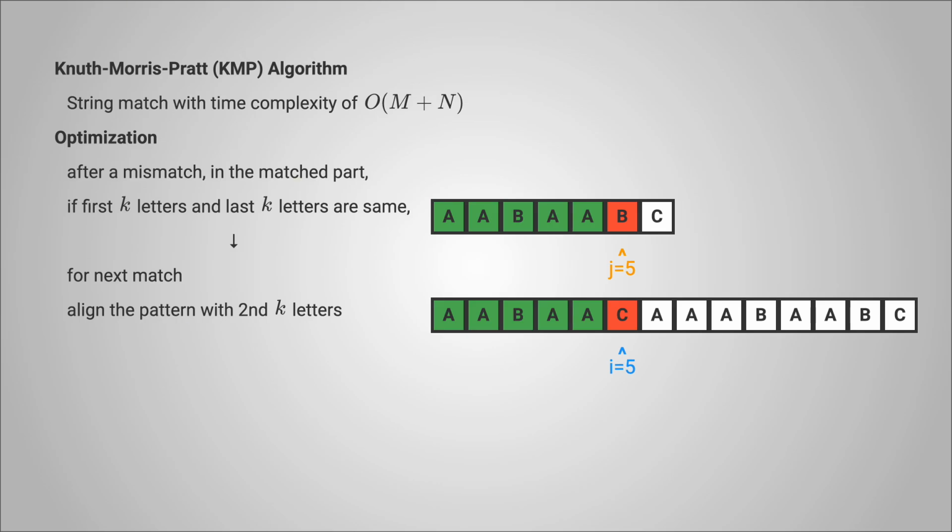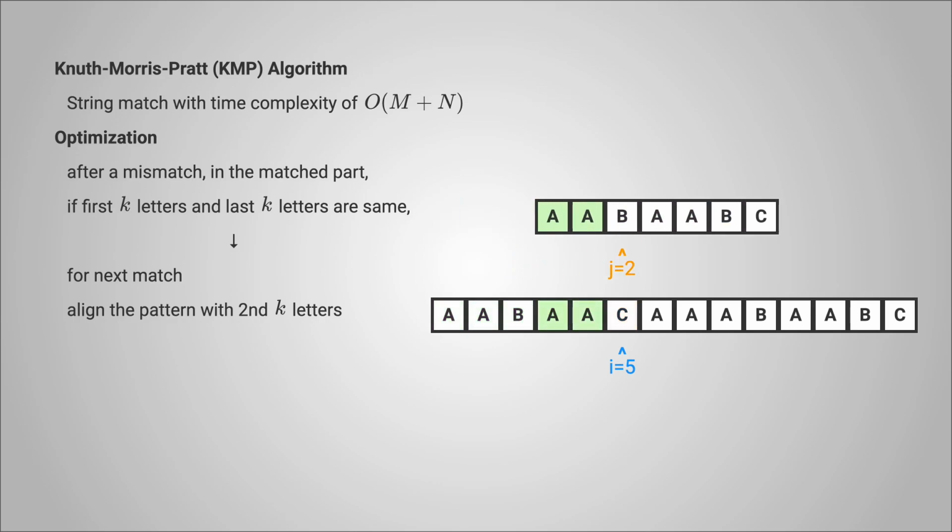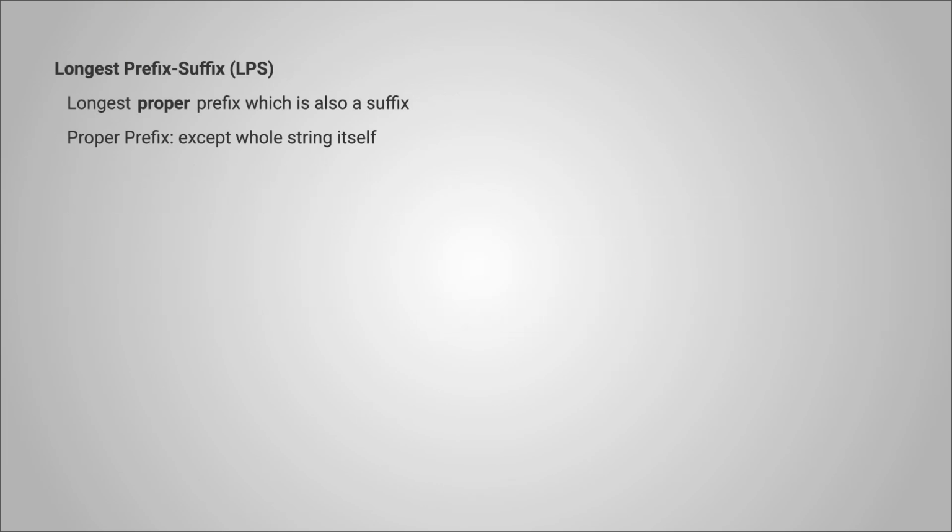In this example, the first and last two letters in the matched part are both AA, and we align the first AA in the pattern string with the second AA in the text string. We can understand this as we don't need to process the same substring twice. The above scenario can be generalized as what's called longest prefix-suffix, which is the longest proper prefix of a string that's also a suffix. Proper prefix here means not including the whole string itself. We'll simply call this LPS for the rest of this video.